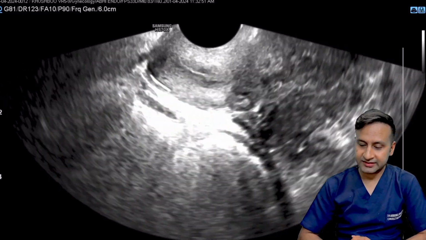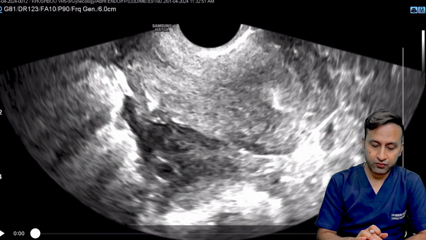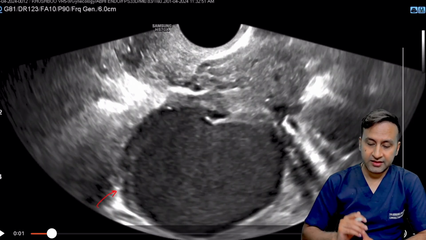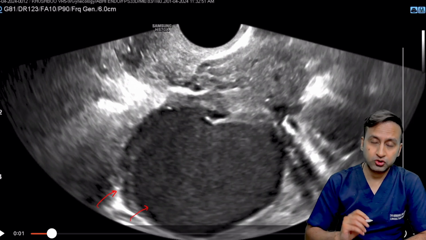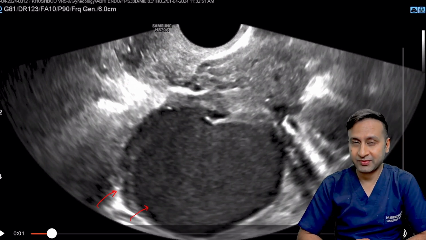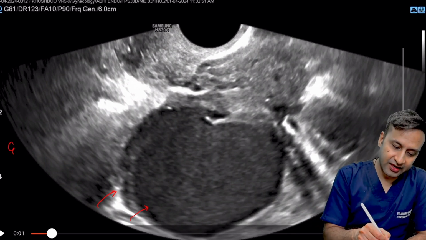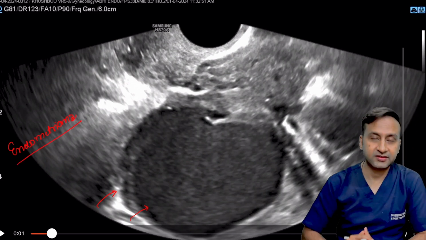Let's try to understand the findings from the beginning. As I'm maneuvering my probe from this direction to the other direction, I can see a very well demarcated cystic lesion located in one of the adnexa. Now this cystic lesion is showing homogeneous low-level internal echoes. And I hope that all of you would now identify it as an endometrioma or a chocolate cyst.